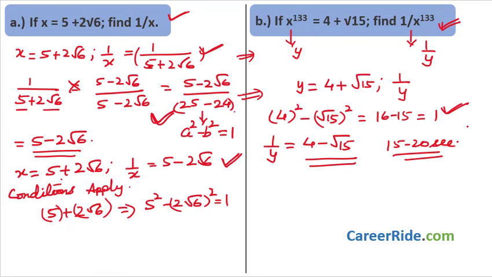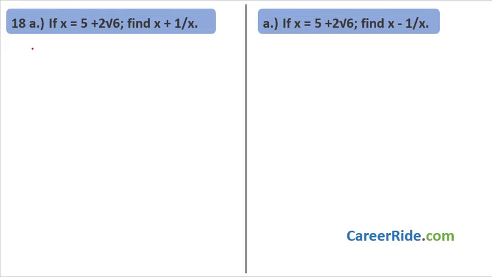Let us move on to the next question. Question number 18. If x is equal to 5 plus 2 root 6, find the value of x plus 1 upon x. Now this is again a similar type of question. I want to find the value of 1 upon x, so I have to first of all check my condition. The condition is 5 square minus 2 root 6 square. I am trying to find out if it is equal to 1 or not. So this is equal to 25 minus 4 times 6, that is 24. This is equal to 1.